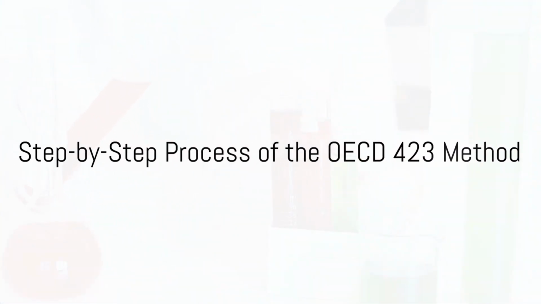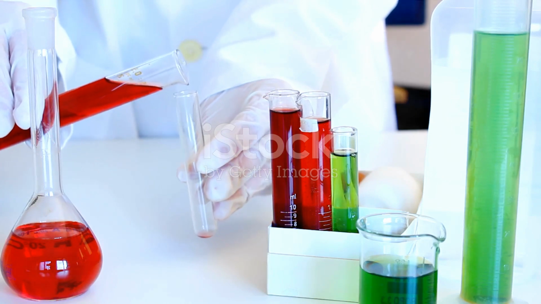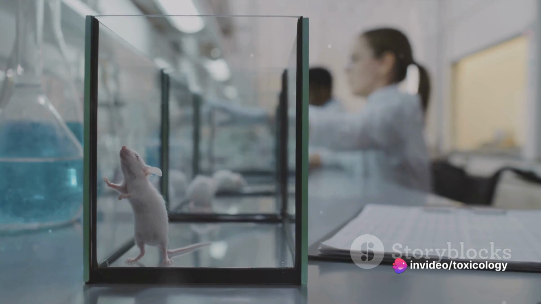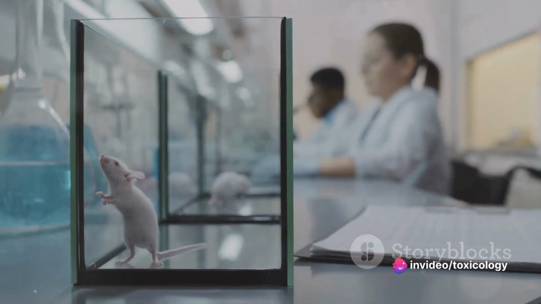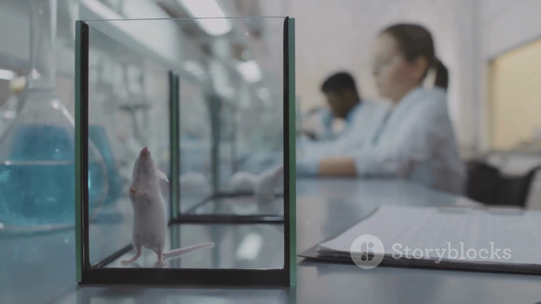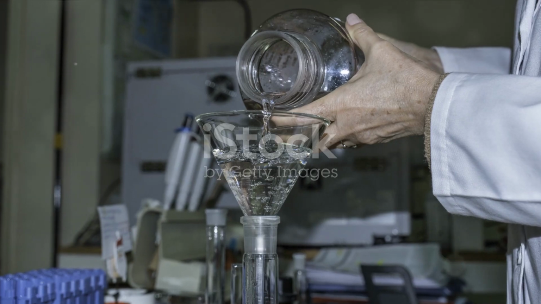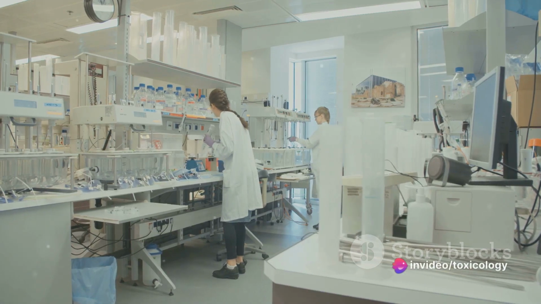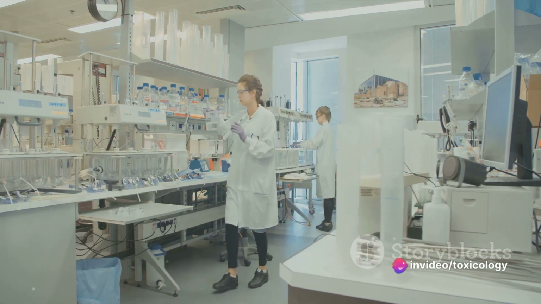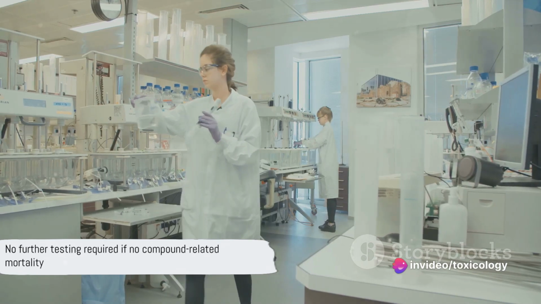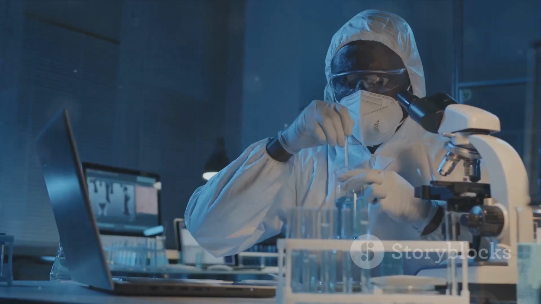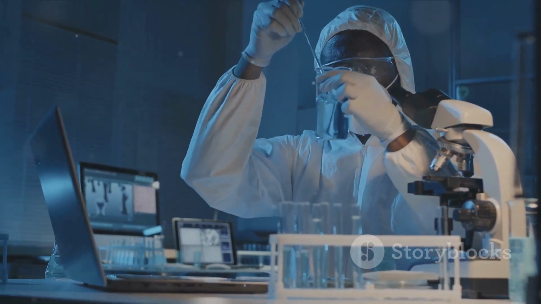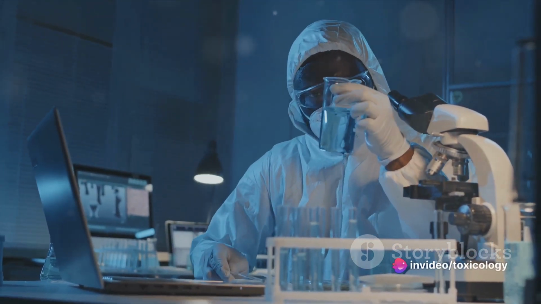The OECD 423 method is a step-by-step process that uses 3 animals of a single sex per step, typically females. The mortality or moribund status of these animals dictates the number of steps needed, which averages between 2 to 4. The test chemical is administered using a stepwise procedure. The fate of the animals dosed at one step determines the next one. No further testing is required if there is no compound-related mortality. If there is, however, dosing of 3 additional animals with the same dose or at the next higher or lower dose level is carried out.